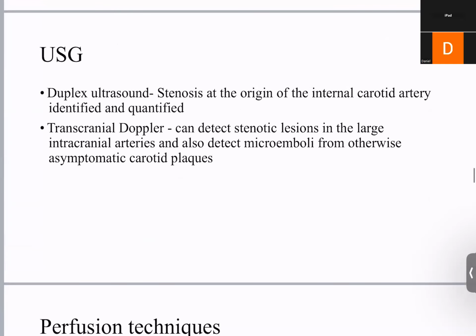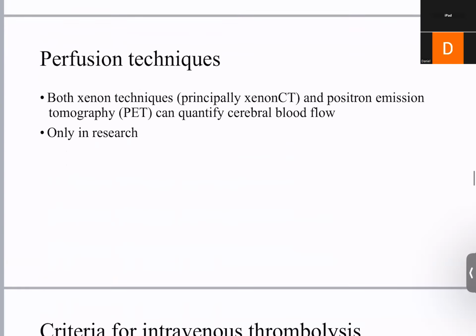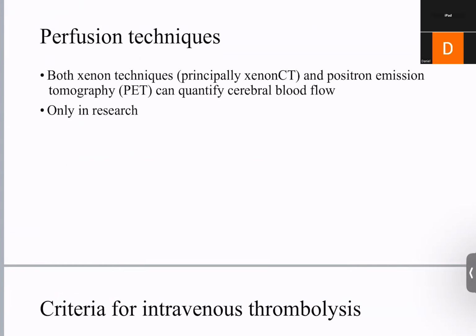On to ultrasound imaging, duplex ultrasound can pick up stenosis at the origin of the internal carotid artery and can be quantified. Transcranial Doppler can detect stenotic lesions in large intracranial arteries and also can detect microemboli from otherwise asymptomatic carotid plaques. Perfusion techniques, both xenon techniques and positron emission tomography, can quantify the cerebral blood flow, but it is used mostly for research purposes.